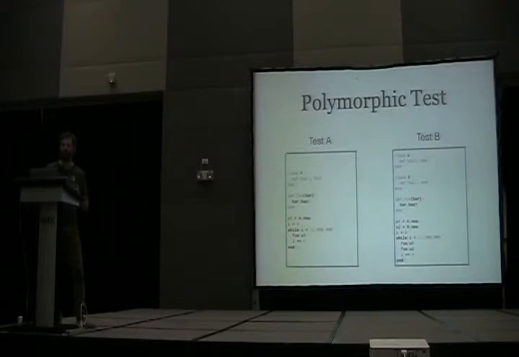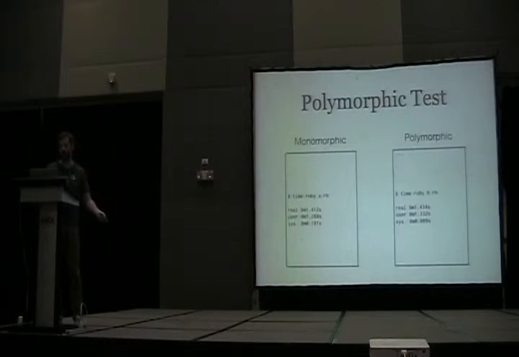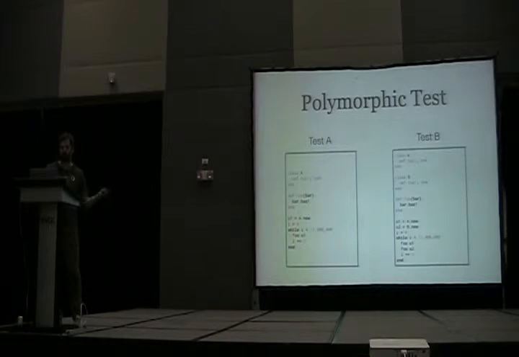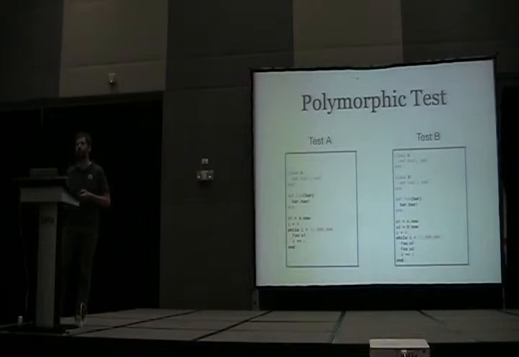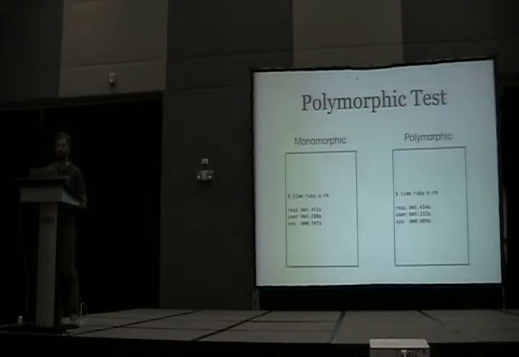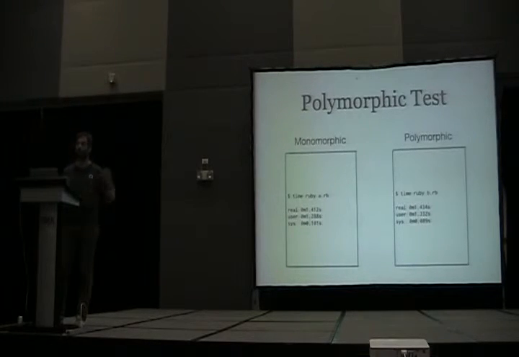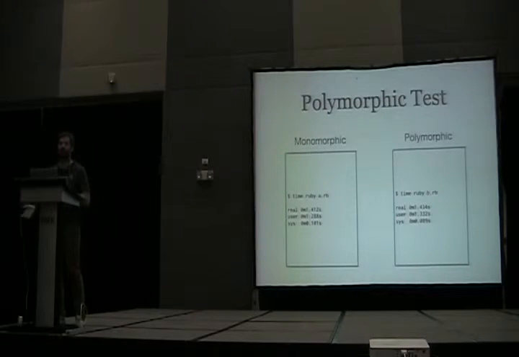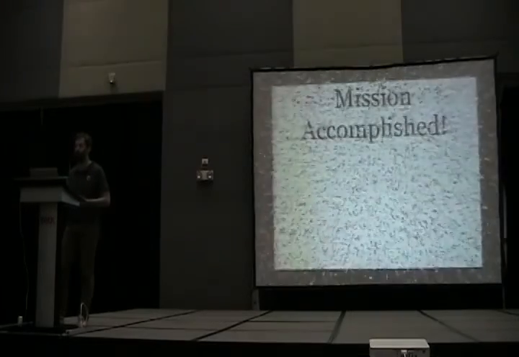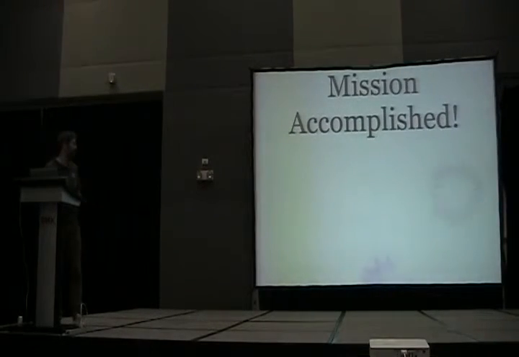All right, so let's go back to that previous benchmark that we had. Test A and B. We had a monomorphic version on the left-hand side and polymorphic on the right-hand side. Now, if we run this test again with that patch applied, you'll see that the times are almost exactly the same. So the monomorphic version is the same speed as the polymorphic version. We've sped up the polymorphic version. So this is great. Mission accomplished. We win.